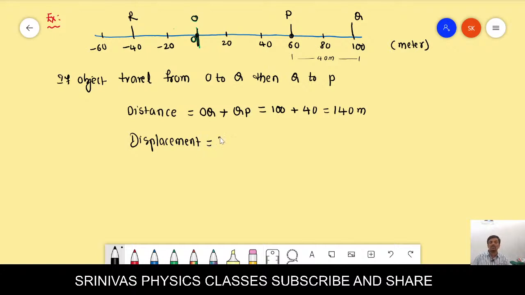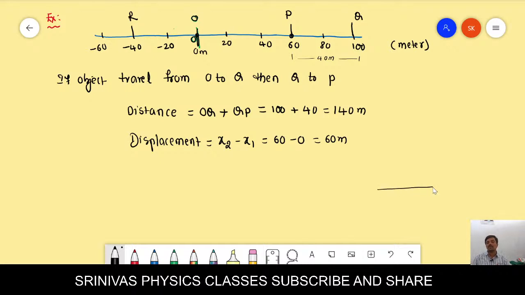Or otherwise you can use the formula: the final position minus the initial position. What is the final position? Initially it is at 0 meters. Finally it is at P, that is 60 meters. We write 60 minus 0. This is 60 meters. This is the displacement. Displacement means the shortest distance between the initial and final points.